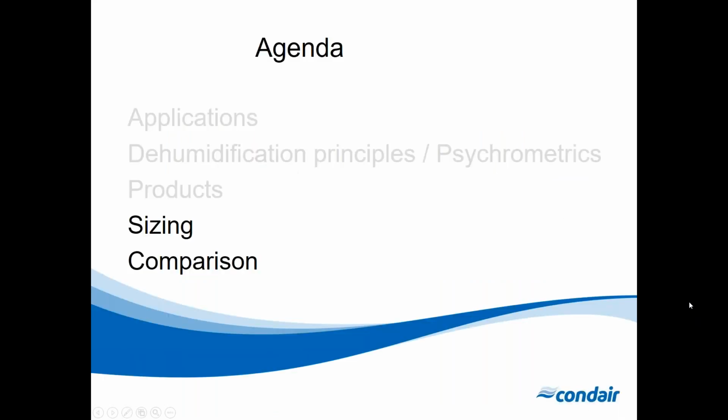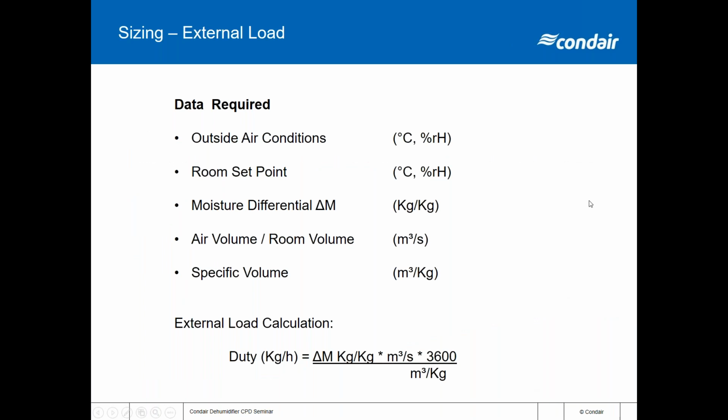So we've looked at applications, principles, psychrometrics, products. Let's take a look at sizing. How do you work out how big one of these things is going to be? Okay, we're going to need some design data. The first aspect of the design data that we need is the external load data.